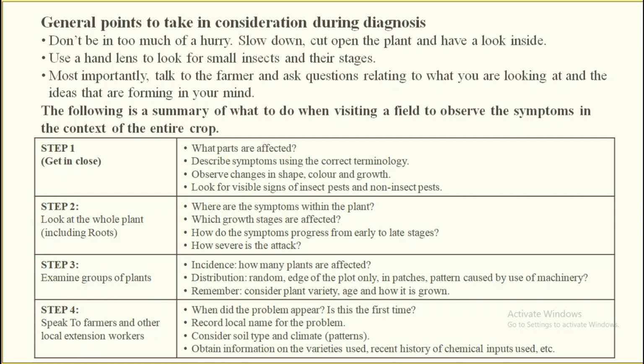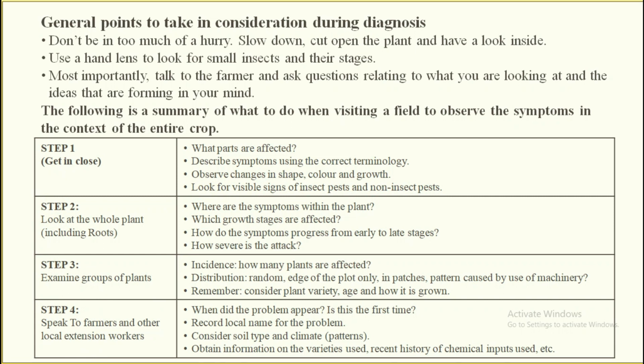Okay. Next is observe the changes. If upward curling is there, that may be due to thrips. If downward curling is there, that may be due to mites. Yes or no? So observe the change, whether crinkling, upward, downward, or what is happening. Otherwise, skeletonization is there. You need to see. Yes or no? Next one is look for visible signs of insect pests and non-insect pests. Whether any insects are there or not, aphid is there or not, mite is there or not. Otherwise, ladybugs are there or not, any predator is there or not. Those things you need to see. This is the first step.